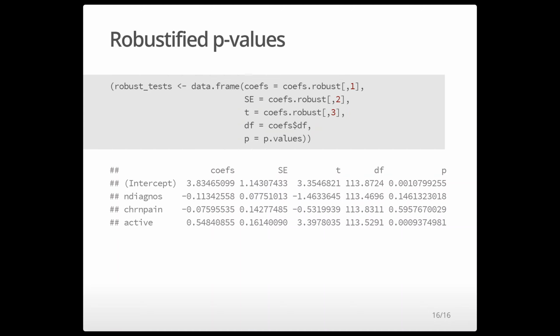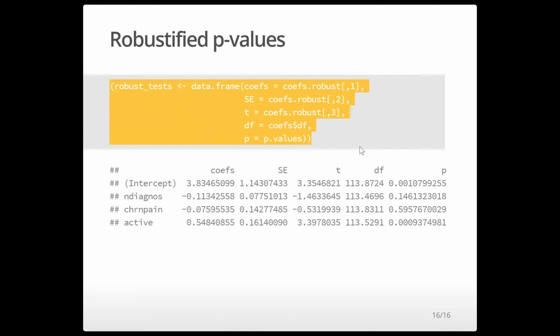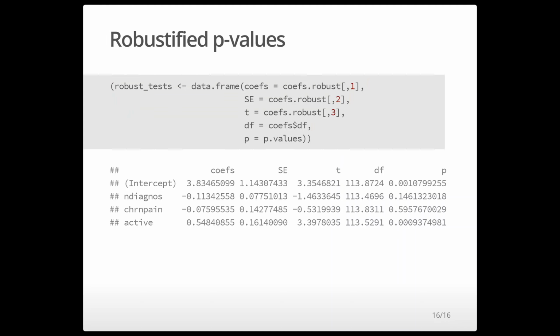So we can do our actual t-test, and we can just smush everything together on our own by creating a data frame where the first column is the coefficients from the robust output. The second column is the standard errors from the robust output. The third column is the t-statistics from our robust output. The fourth column is the degrees of freedom from our non-robust output. And then the last column is just these p-values that we computed on the last slide.